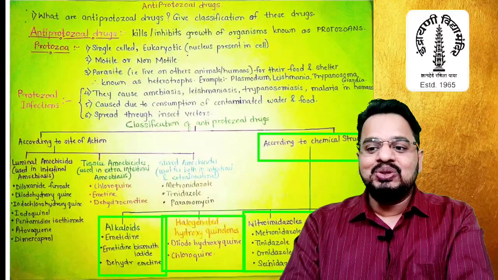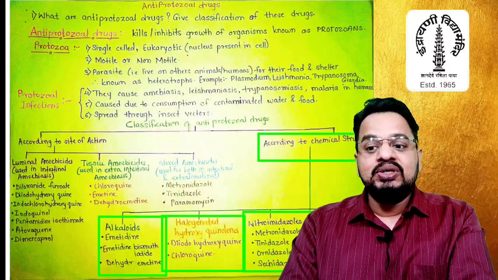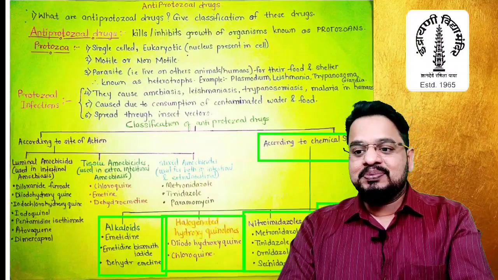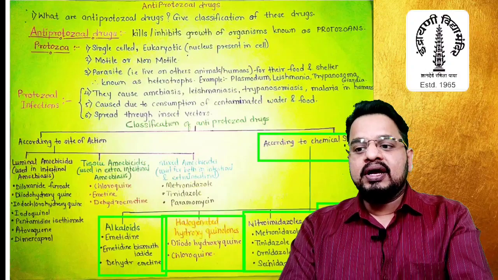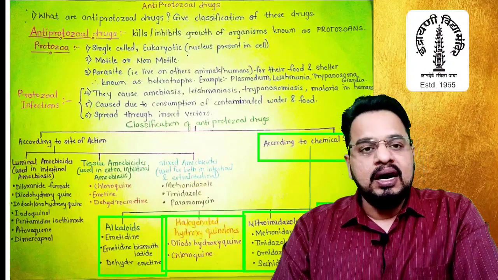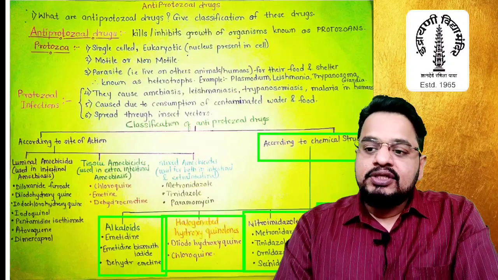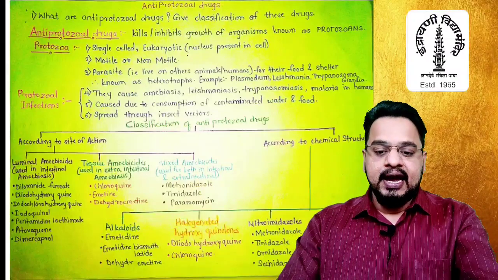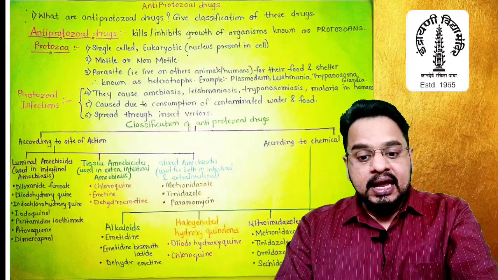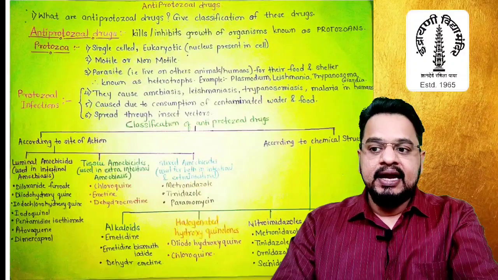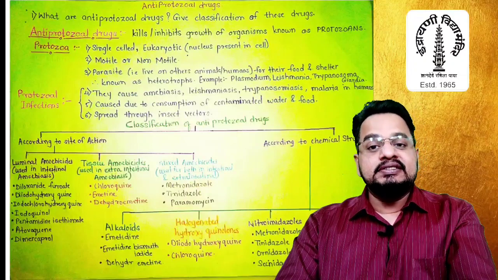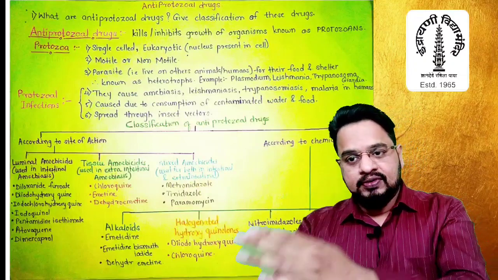So nitroimidazole derivatives, that is metronidazole, tinidazole, ornidazole. These are the drugs which we are supposed to study. And some organic arsenicals are there. So these are the various types of the anti-protozoal drugs. Now once we understand the anti-protozoal drugs, then we can move to the next part.